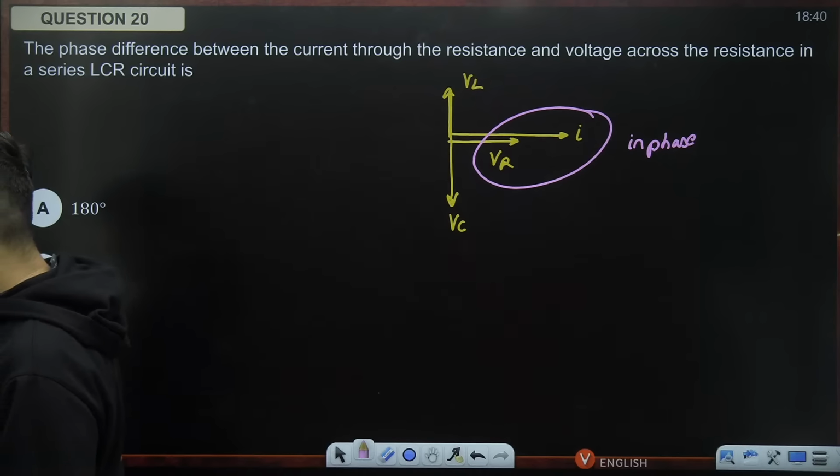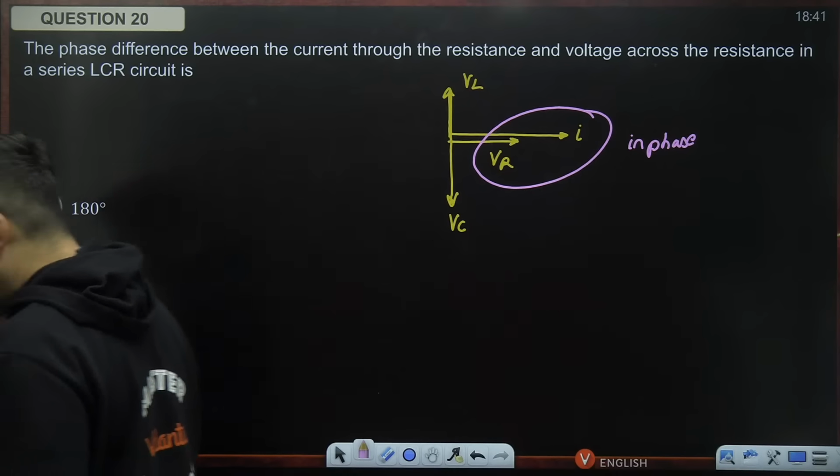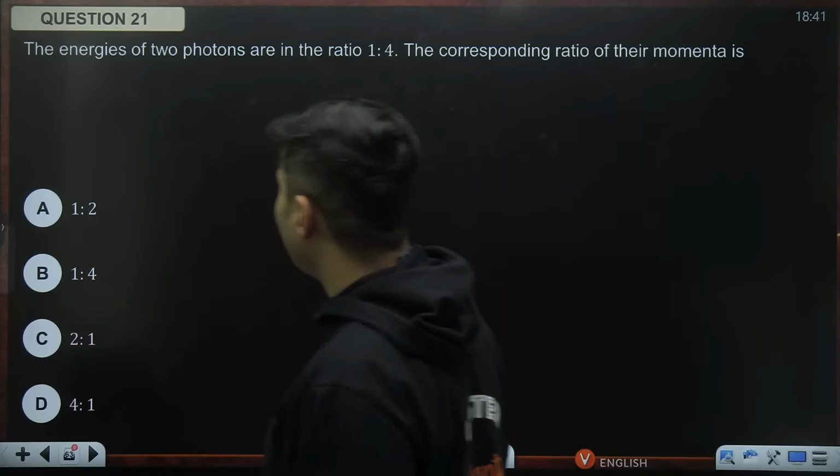VIT still time is there, man. Don't worry. We will be doing those sessions also, not now. Okay, right? Let's move to the next one on your screen.